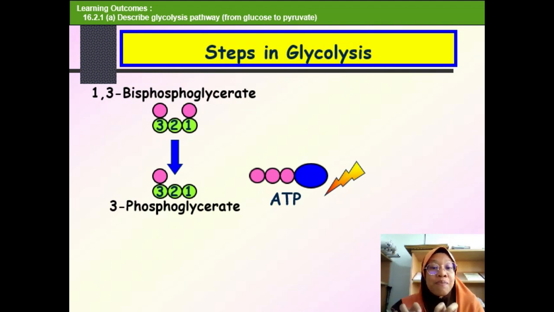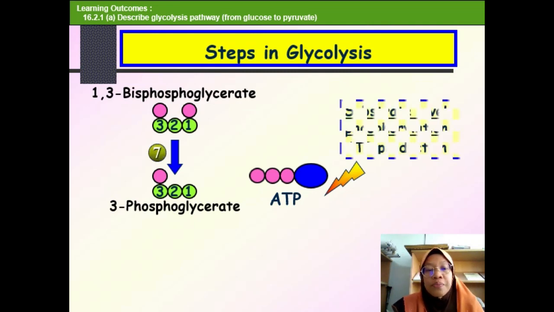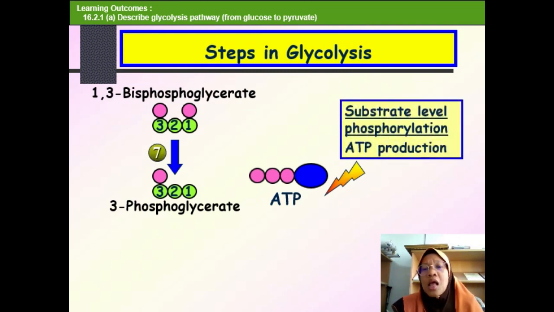So penghasilan ATP yang semacam ni kita panggil substrate level phosphorylation. Nama dia substrate level phosphorylation. So ATP production secara substrate level phosphorylation. Macam mana substrate level phosphorylation tu? Bila mana molekul dalam pathway tu yang ada phosphate group, dia buang fosfat dia bagi terus pada ADP dan terhasillah ATP secara direct. So ini penghasilan secara substrate level phosphorylation.